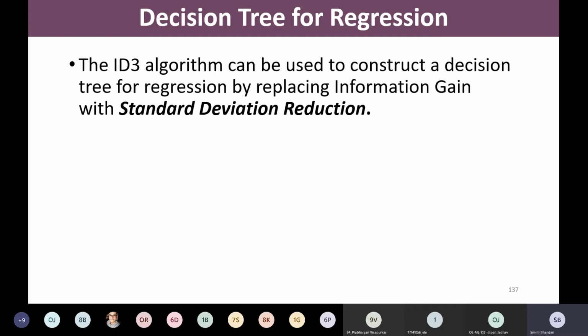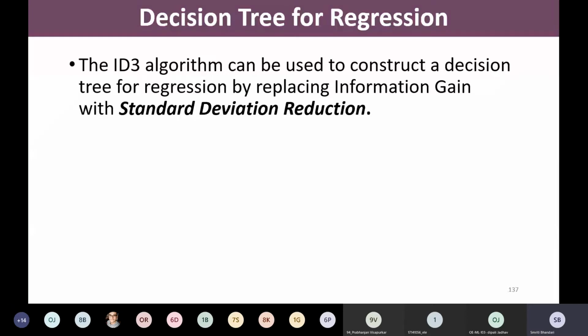To use decision tree for regression, the ID3 algorithm can be used, but we need to have a few modifications in our ID3 algorithm as far as the parameters used are considered. So in the ID3 algorithm for classification, we used gain to come up with the decision node based on several statistical computations.